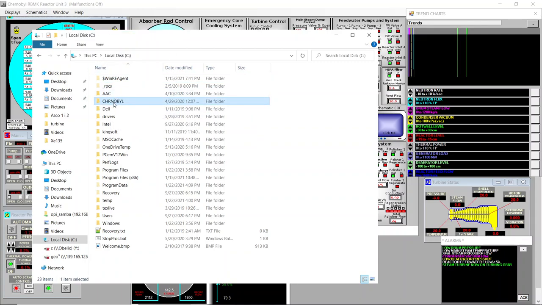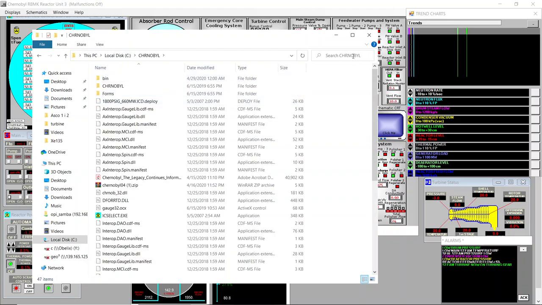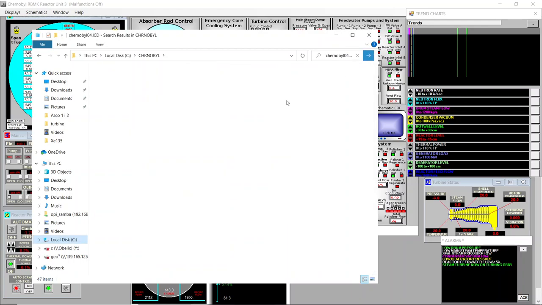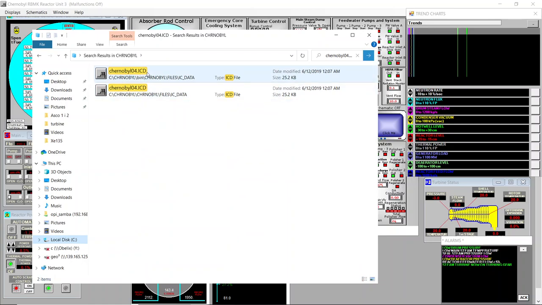First of all, I advise you to unzip the Chernobyl simulator in your root directory, to avoid permission problems. And then you will need to substitute one file, which is this one I'm pasting here, Chernobyl04.icd. It appears twice in the repository, and you substitute these two instances by the one I provide in the description of almost all my videos.